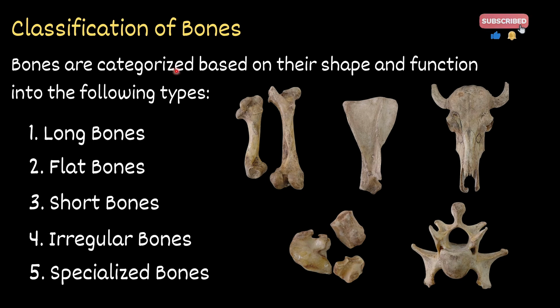Classification of bones. Bones are categorized based on their shape and function into the following types: long bones, flat bones, short bones, irregular bones, specialized bones.